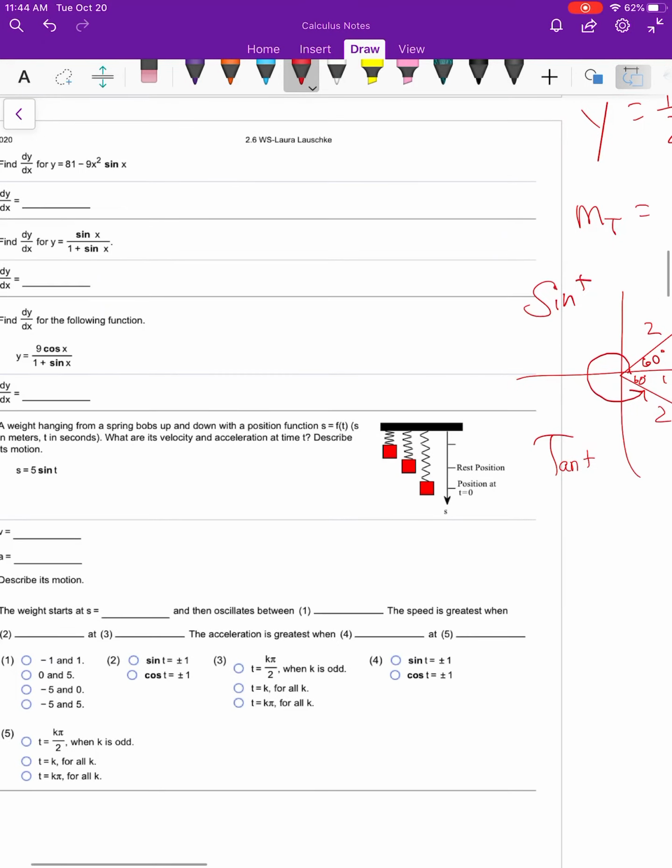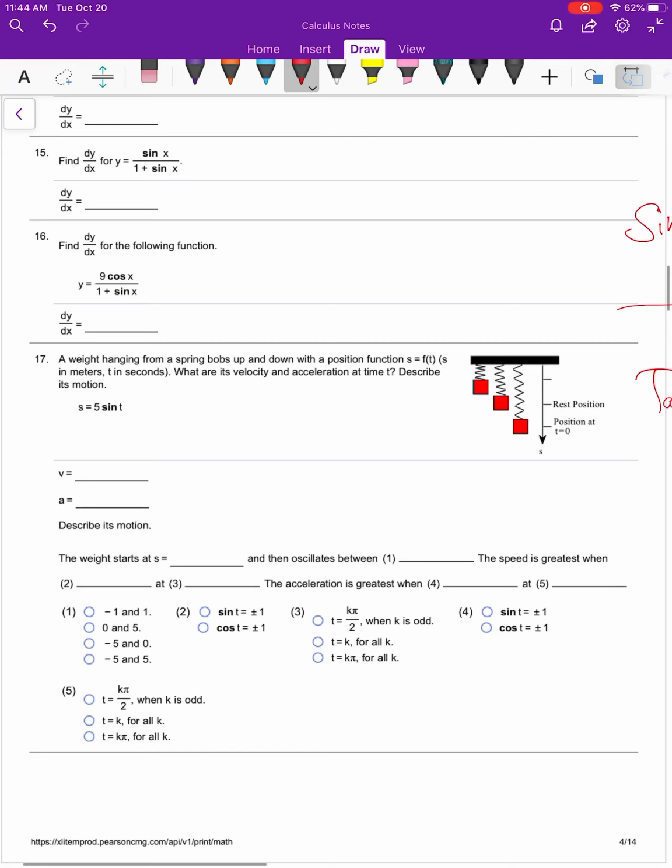There was one down here. Oh, this one. This number 17 was one that somebody, I think, wanted me to work today. A weight hanging from a spring bobs up and down with a position function s equals f of t, s in meters and t in seconds. What are its velocity and acceleration at time t?